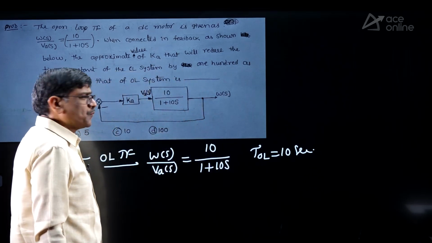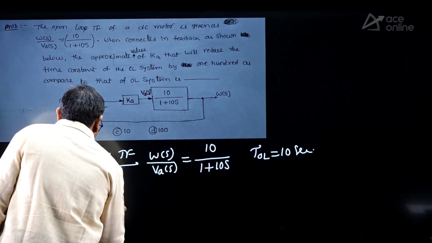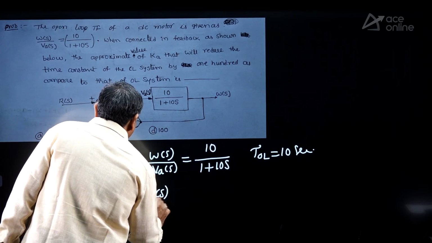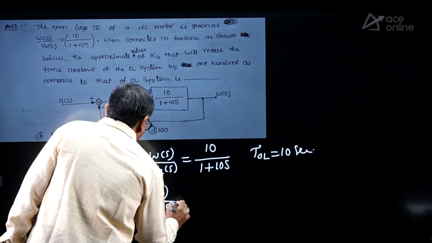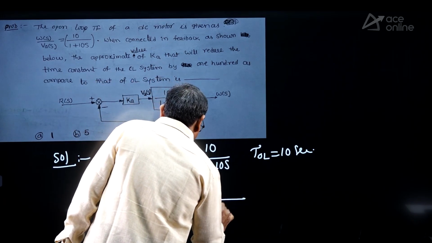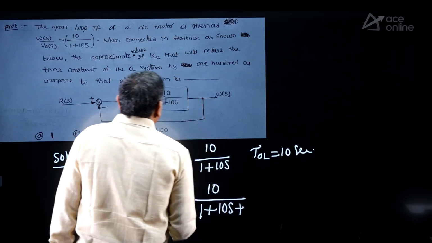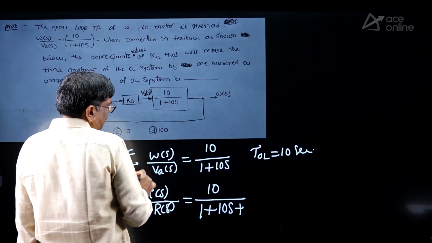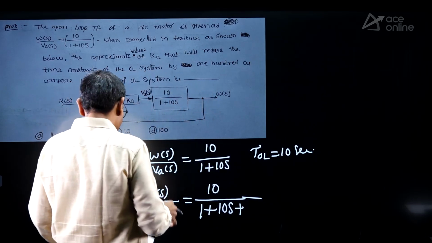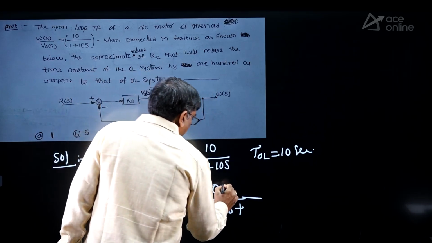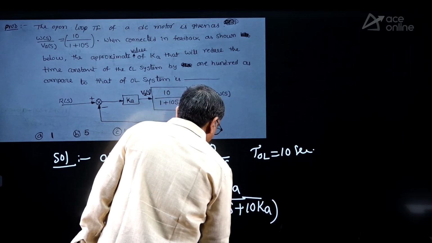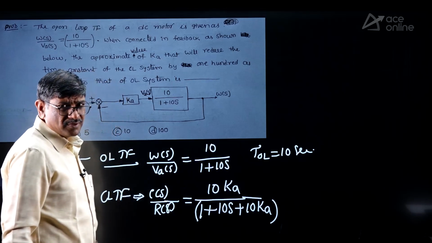Now find the closed loop transfer function. What is the closed loop transfer function? C(s) by R(s) equals 10 by 1 plus 10s, with the numerator in series with Ka. So the numerator gets the Ka product, and here also we will get 10 Ka.